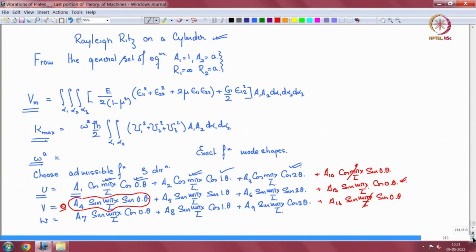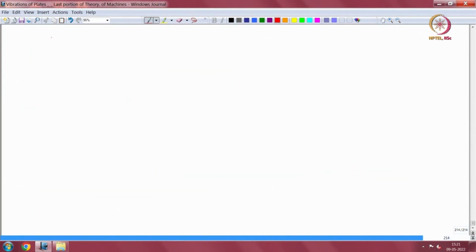Okay. Then you just do whatever the procedure is as before, del Vm by del Ai minus omega square del psi m by del Ai equal to 0. Then you form your generalized eigenvalue problem and you solve it. Then you should be able to get the resonances of a cylindrical shell.